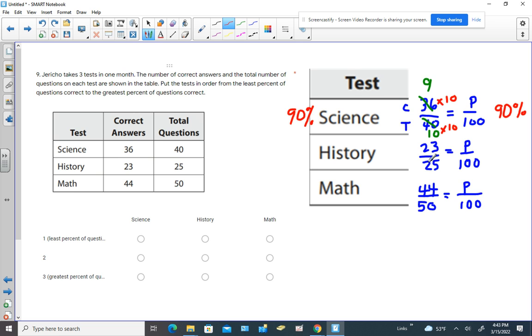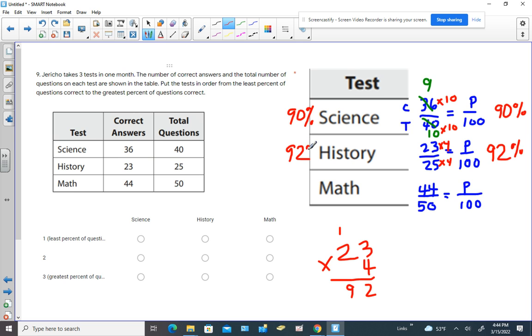History. 25 is a factor of 100, so let's take advantage of that. The other factor is times 4. And we have to find what 23 times 4 is. Let's do that on the bottom here. 23 times 4. Here we get the 12. Here we get 8, and the one more is 9. So that's 92 over 100, or 92%. Let's write it over here.